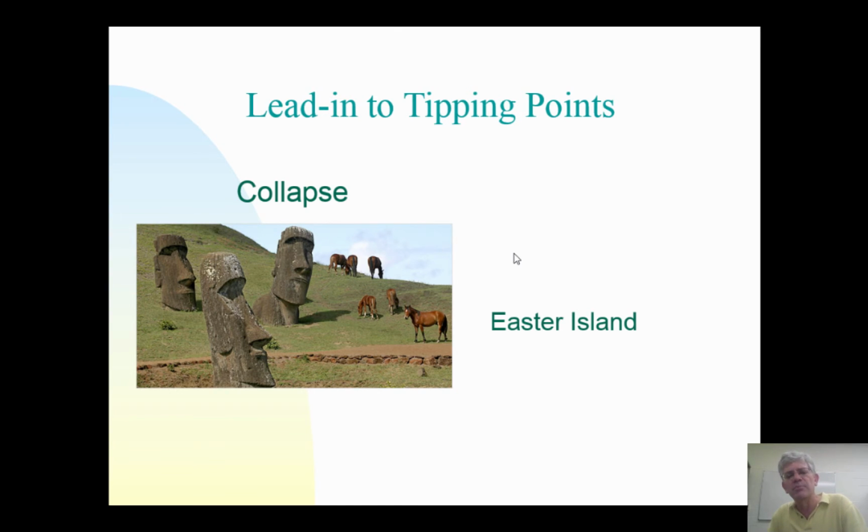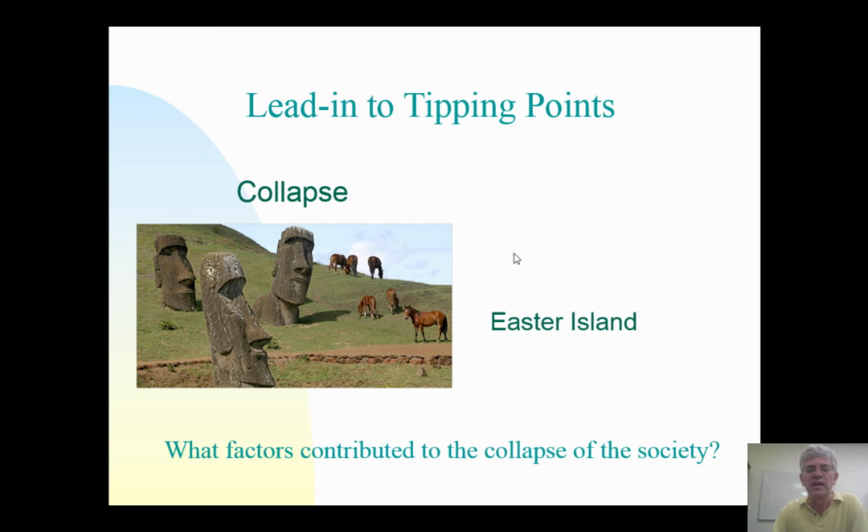So here I go back to the book Collapse, and I have them read the chapter on Easter Island. And we learned that on Easter Island, where you have the famous statues, they had a very thriving civilization, which for some reason at some point died off. And so part of the assignment is to read about Easter Island and then just write up what factors contributed to the collapse of the society.